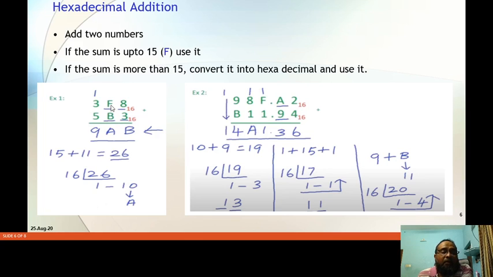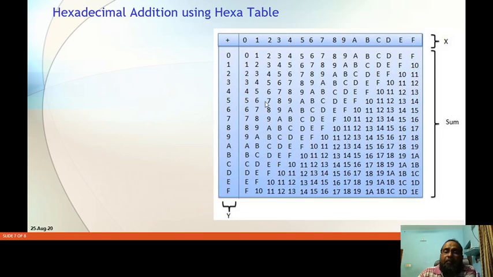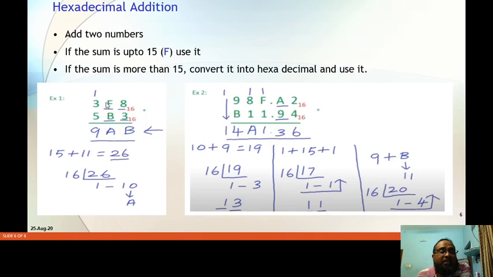What is F plus B? F is 15, B is 11, that is 26. 26 is more than a valid hexadecimal digit, so you have to find the hexadecimal of 26, which is 1 with a remainder of 10, that is 1A. So write A here, and that 1 is to be added. 1 plus 3, 4, 4 plus 5, 9. So the answer is 9AB.